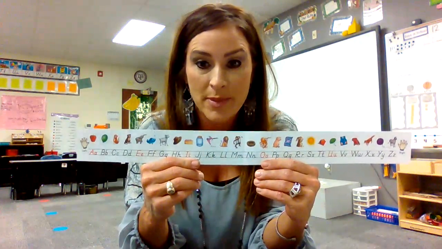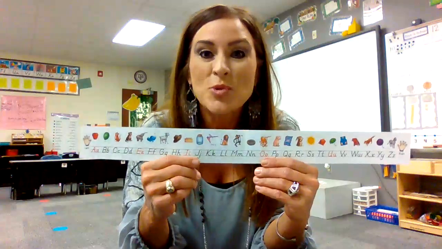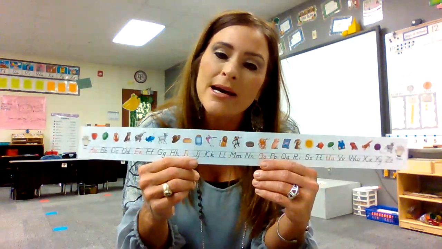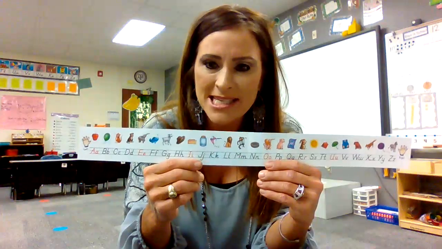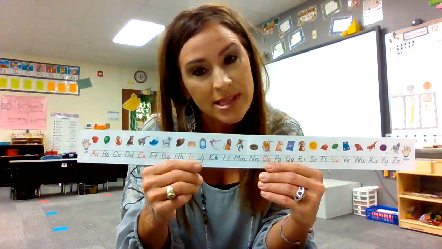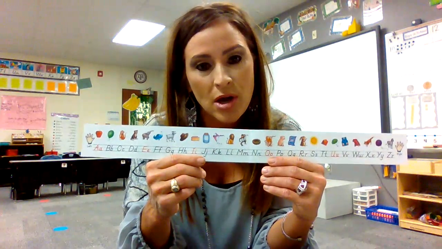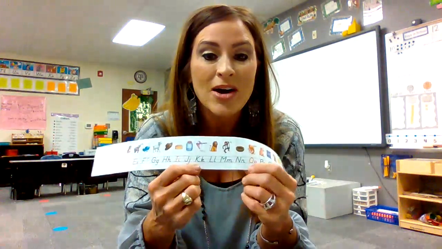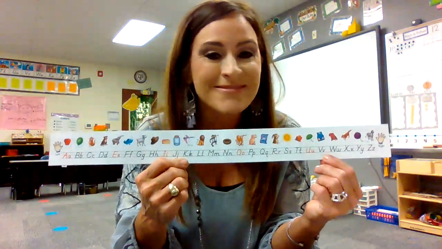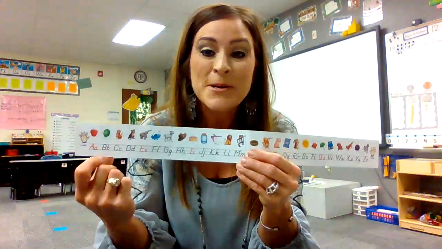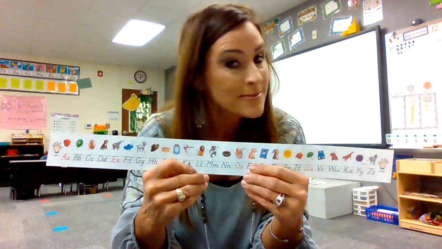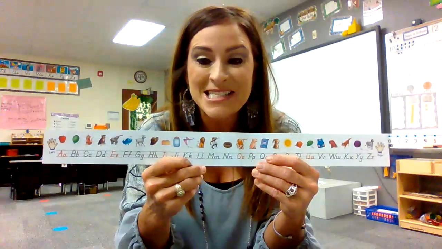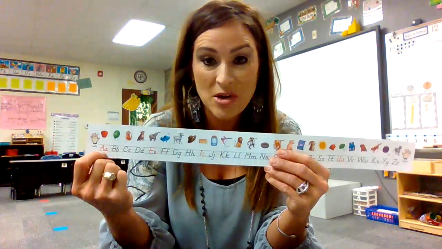How many letters are in the alphabet? 26. 26 is how many letters we have in our alphabet. I see two different colors of letters. I see black letters and red letters. Do you remember what the two different letters are called? The red letters are called vowels. Vowels is correct. The black letters are called consonants.